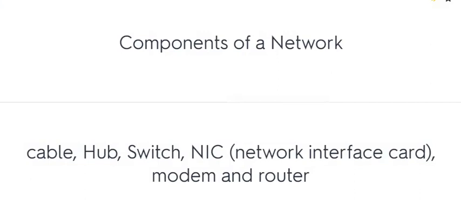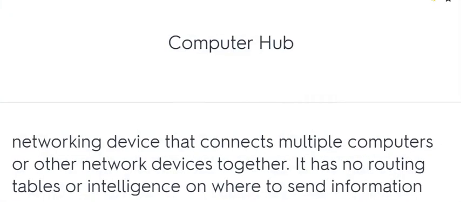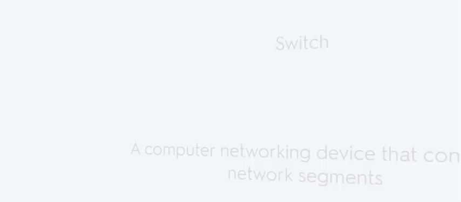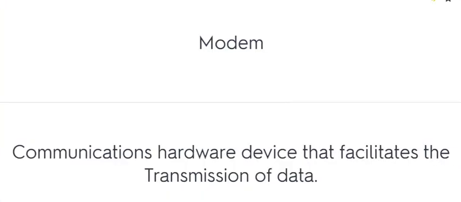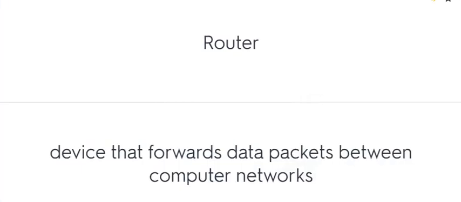Components of a network: cable, hub, switch, NIC, modem, and router. Computer hub: a networking device that connects multiple computers or other network devices together. It has no routing tables or intelligence on where to send information. Switch: a computer networking device that connects network segments. Modem: a communications hardware device that facilitates the transmission of data. Router: a device that forwards data packets between computer networks.